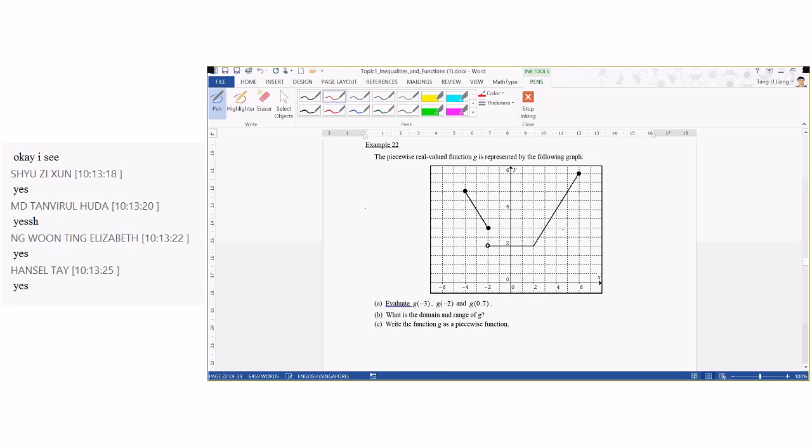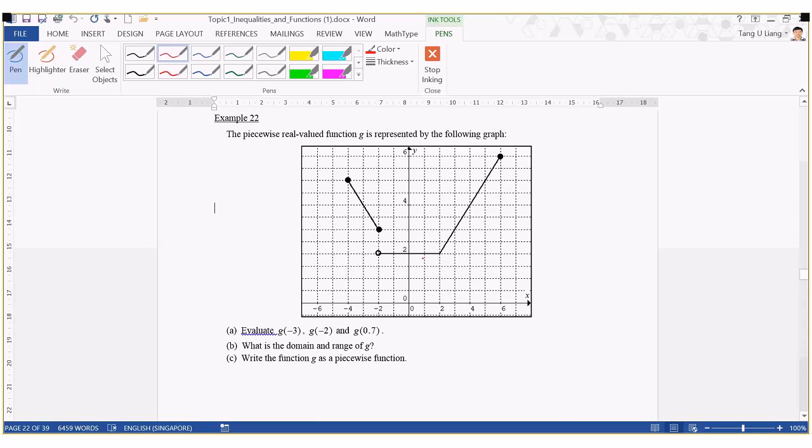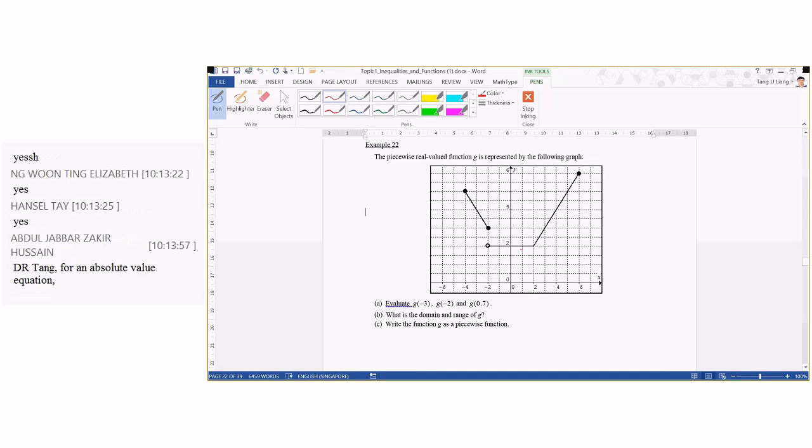So I think he was asking, okay, this is a horizontal line, right? This is a horizontal line over here, for the absolute value equation, yes. And this one is y equals mx plus c. This one over here. This is horizontal.